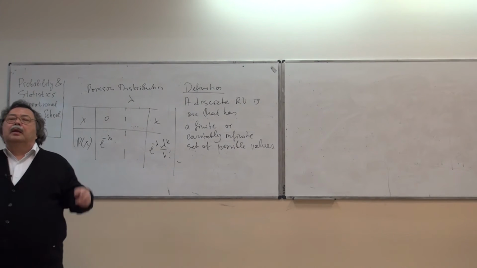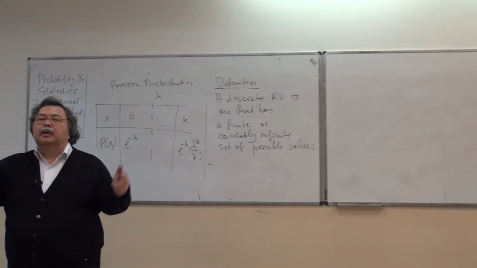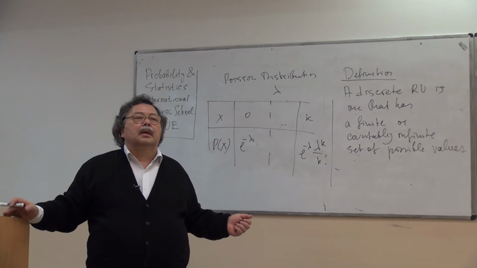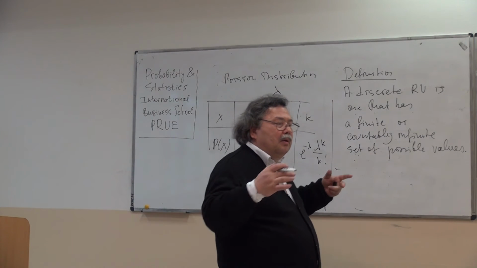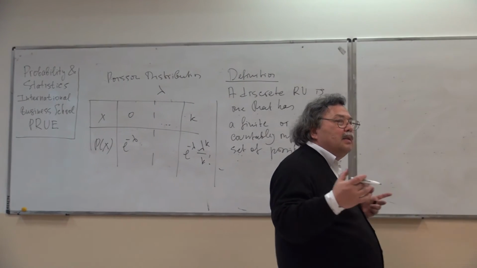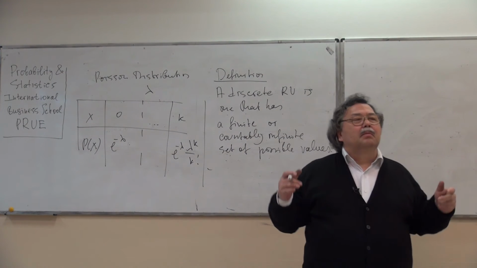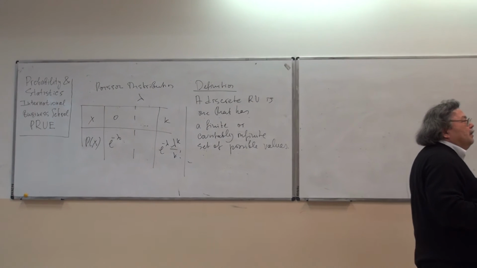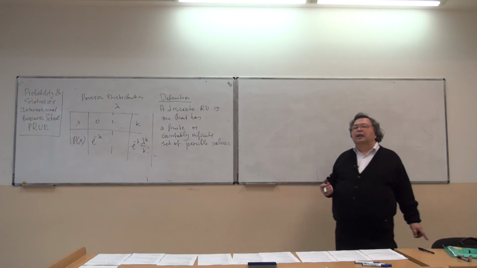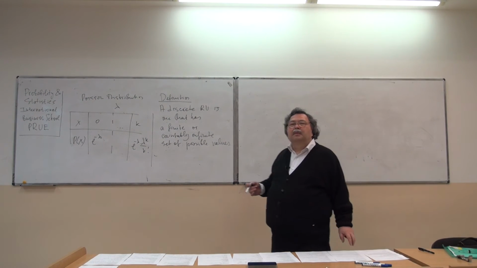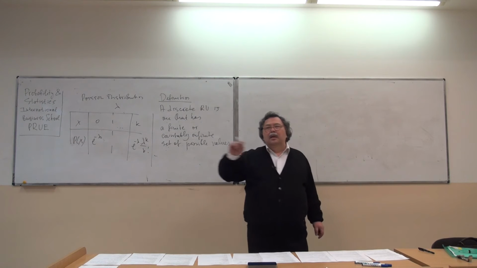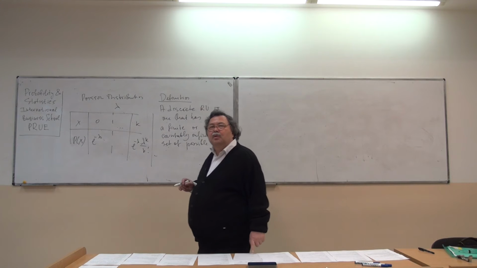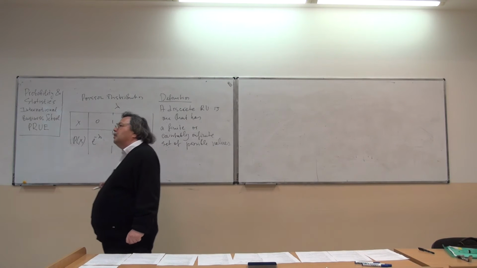Now, a set can be finite or infinite, but there are more than one kind of infinity, so to say. Some sets are countably infinite. A set is called countably infinite if its elements can be arranged as a list, okay? And this is the case for Poisson distribution and geometric distribution.